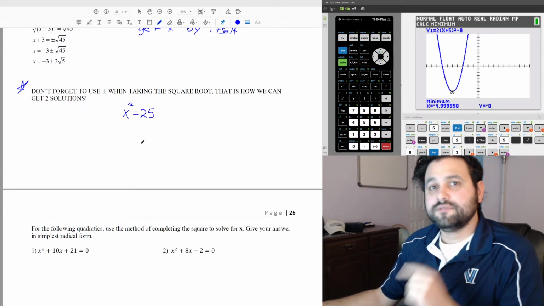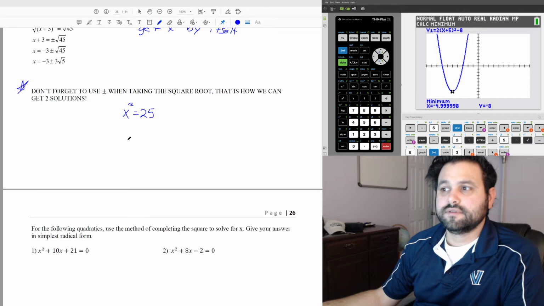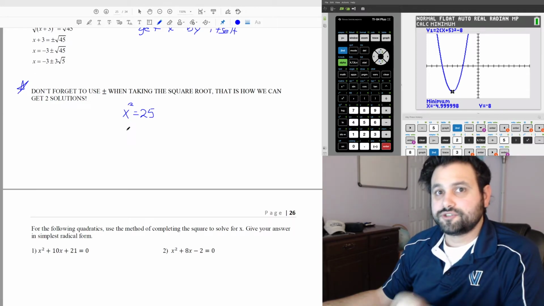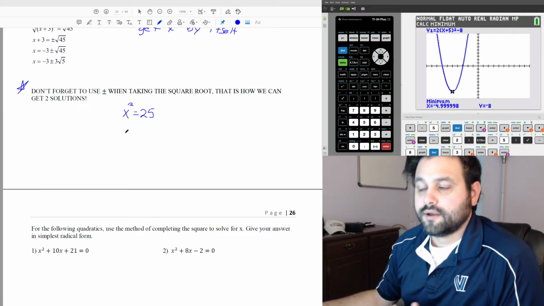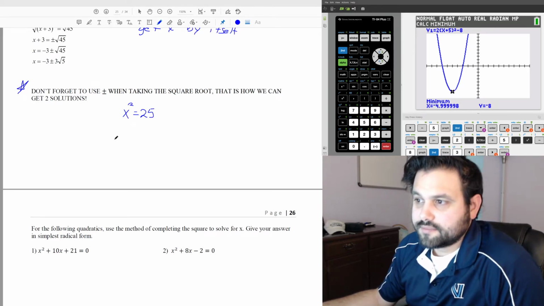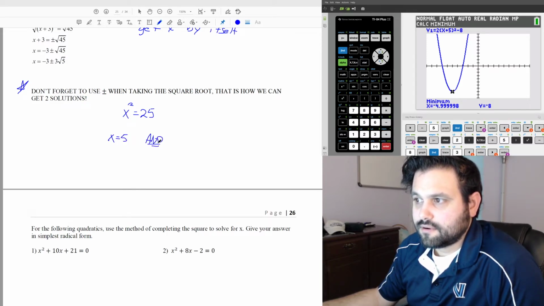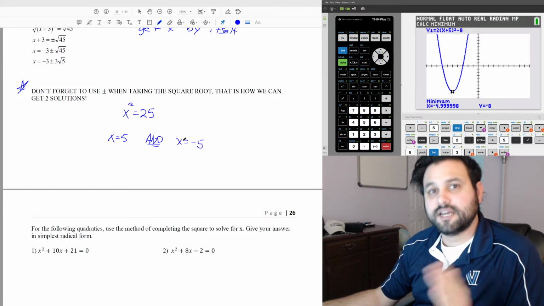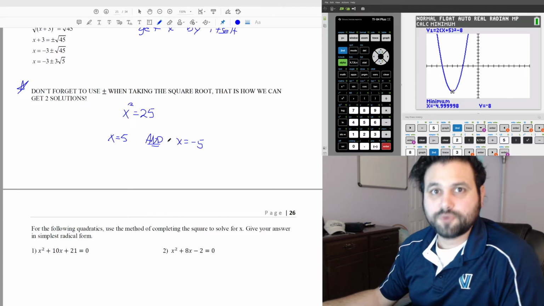Right? What values of x can I plug in to this equation so that it's true? If you said 5, that's correct, but it's not all of the values, right? Because I can plug in 5 and negative 5, because negative 5 times negative 5 is positive 25.